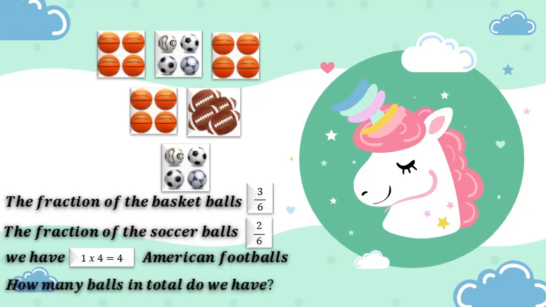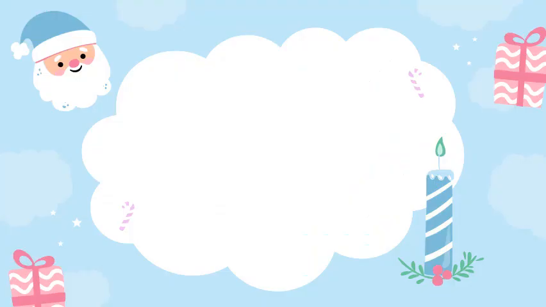So how many balls in total do we have? We have 6 groups. Each group has 4 balls. So I have 6 times 4, which is equal to 24 balls in total.